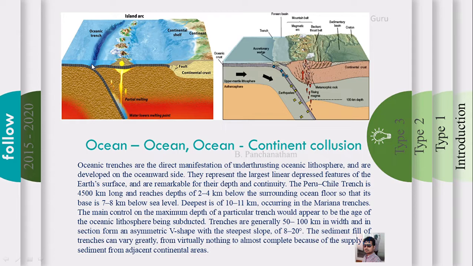The depression may or may not be filled with sediments, and that totally depends on the supply of sediments from the adjacent continental area. So if there is a lot of river running and bringing lots of sediments, there will be a big deposit of sediments in this place. If there is no river, there will not be much sediment, so the trench will have no sediments. Okay, so that is what they are saying.